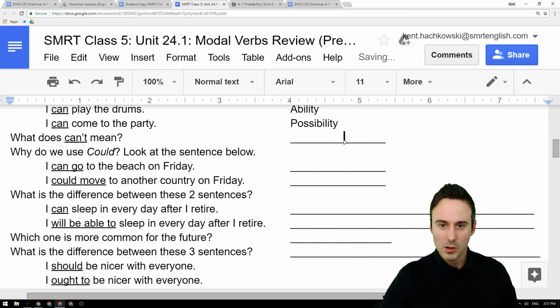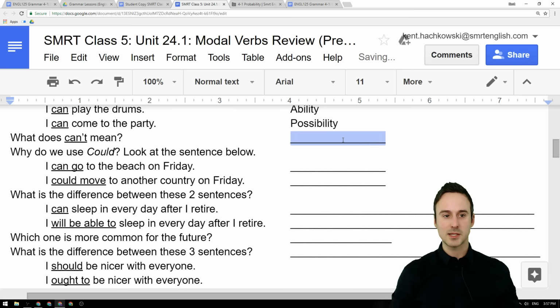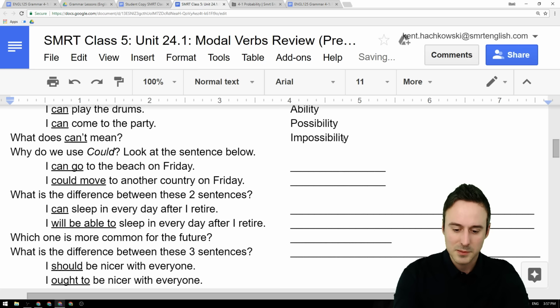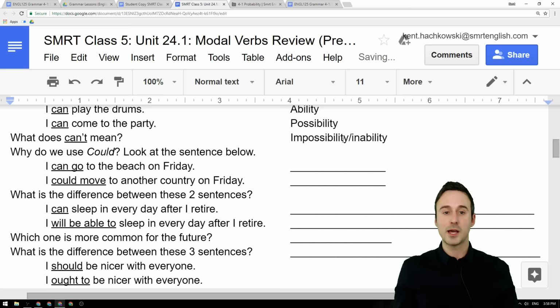Next one. Now, can't is kind of the opposite. What does it mean in this situation? What does can't mean? I can't go to the party. I can't go skydiving because it's too difficult. What would can't mean? Opposite of can, impossibility. Good. Exactly. So you got it. Impossibility and inability. Kind of the opposites, right? I can't play the piano. I don't have the ability. I can't go skydiving. It's not a possibility for me. I'm too scared. Okay, very nice.